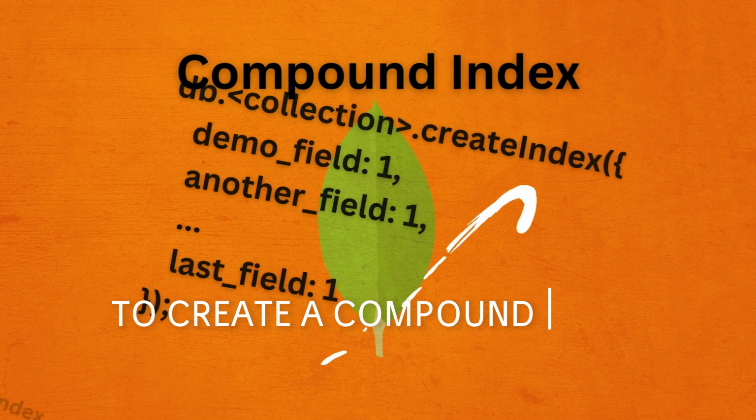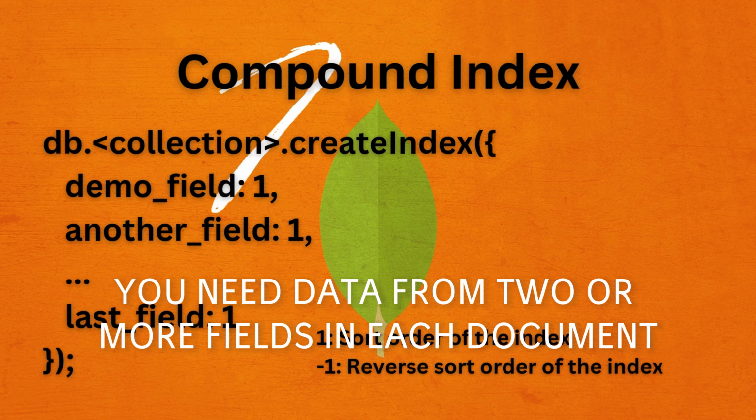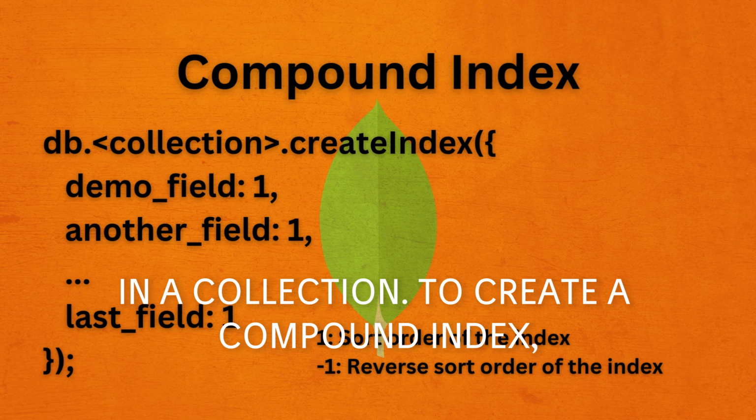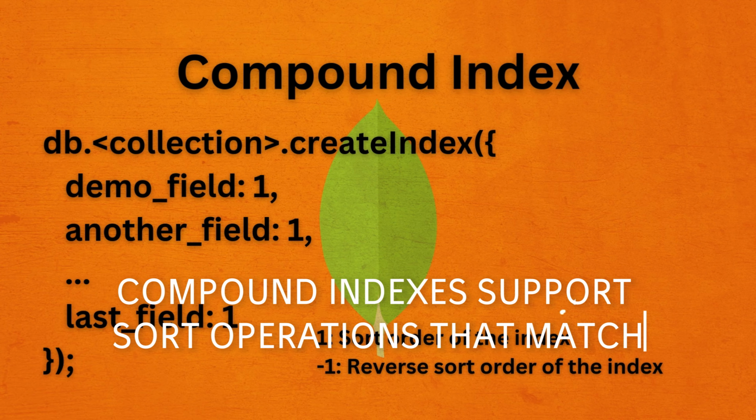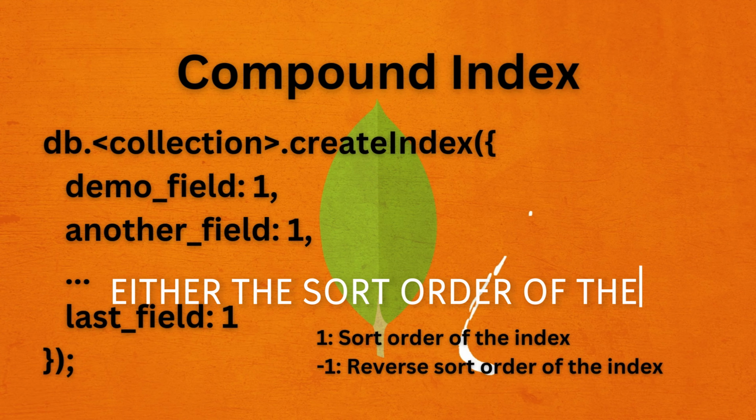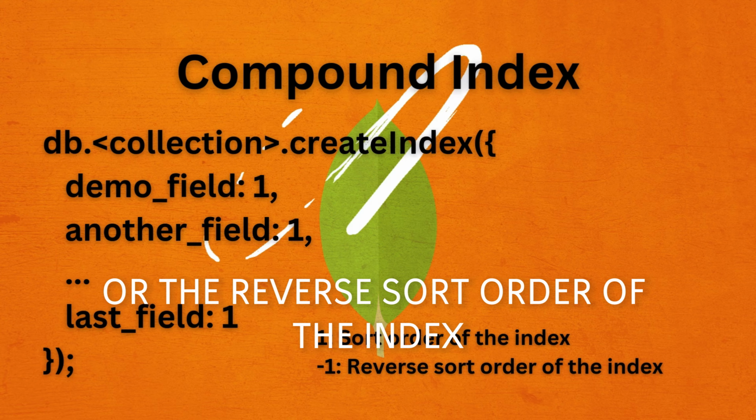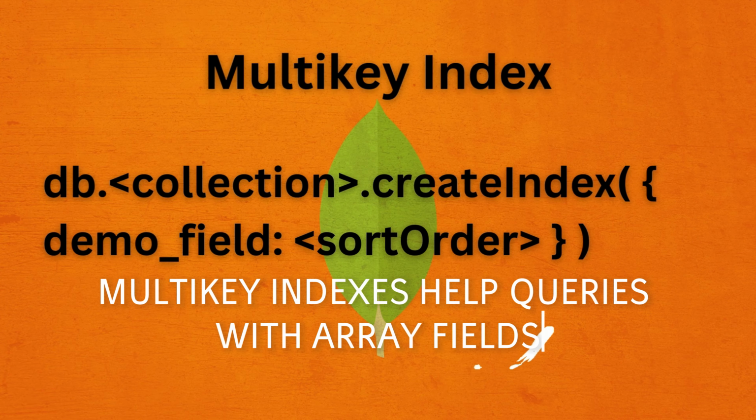To create a compound index, you need data from 2 or more fields in each document in a collection. To create a compound index, define multiple fields and their sort orders. Compound indexes support sort operations that match either the sort order of the index or the reverse sort order of the index. Multi-key indexes help queries with array fields.